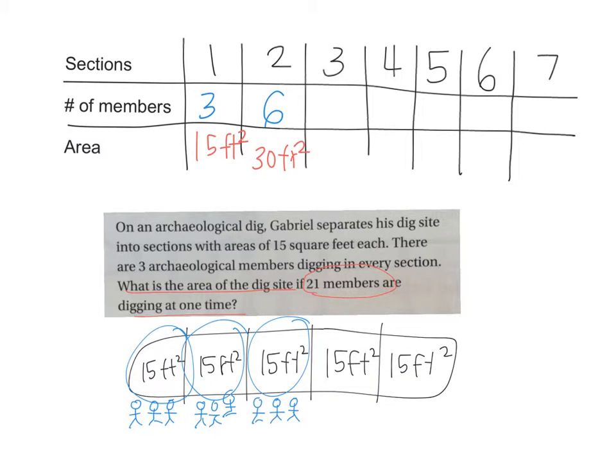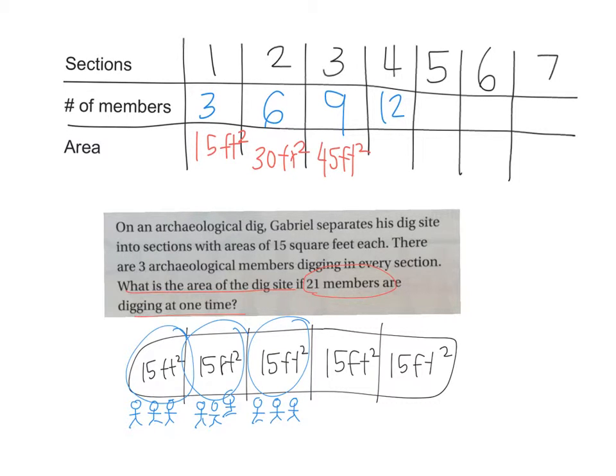What if I had 3 sections all together? How many members would I have working all together? Adriana? 12. No, sorry, 9. 9 members. And what would be the total area of my dig site if I had 3 sections? Soham? 45. 45 square feet. Okay. What if I had 4 sections? How many members would I have digging all together? Harshita? 12.